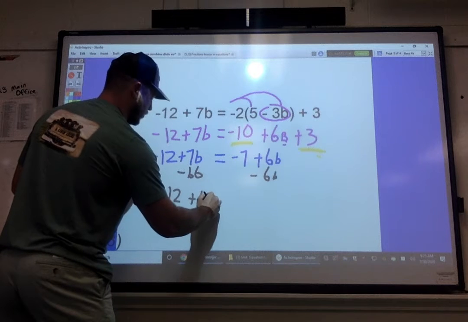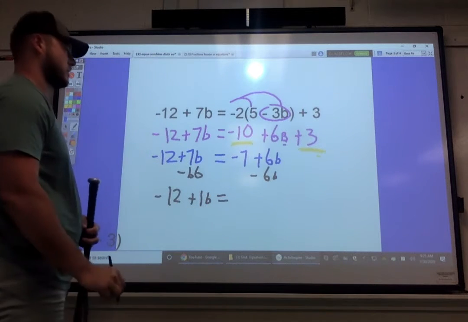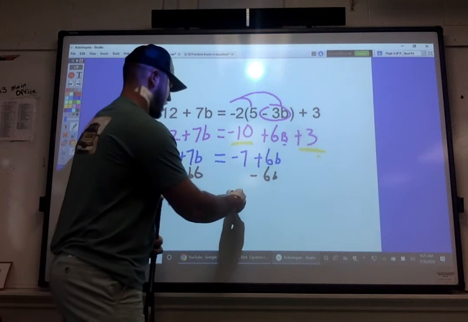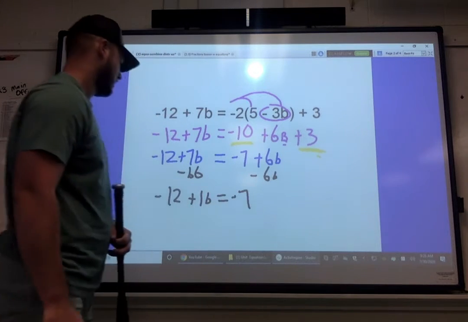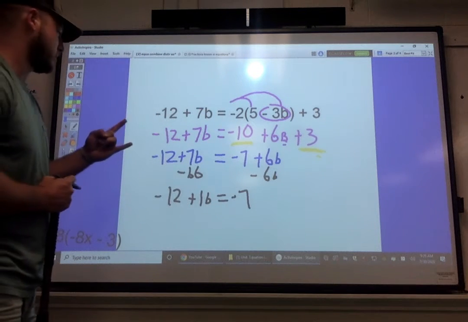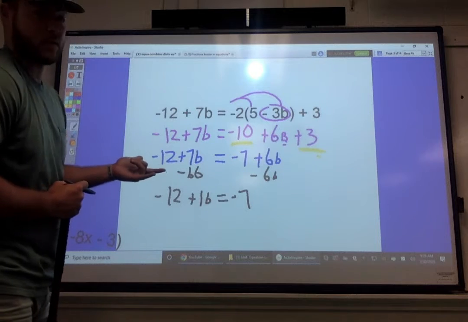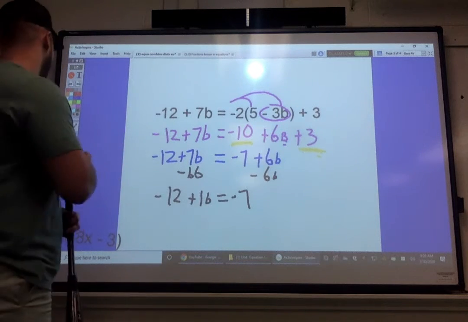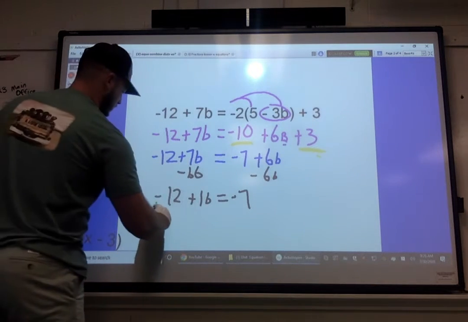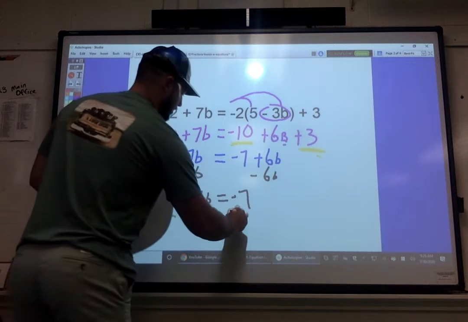You don't have to write the 1. I'll go ahead and write it just so we can see it. And we're left with a -7. Now, all we got to do now, we got a two-step equation. In this case, it's really just a one-step equation. I'm going to add my 12 over.